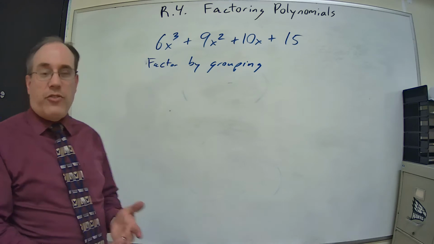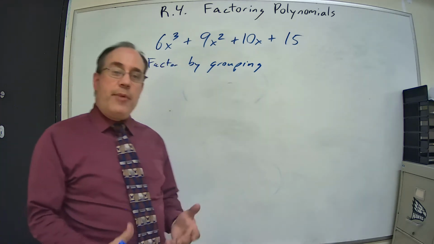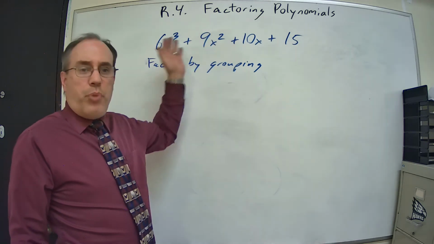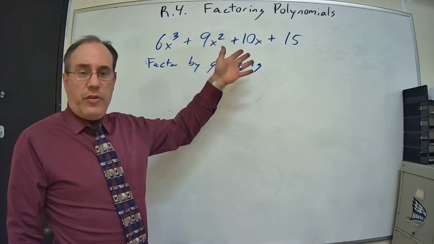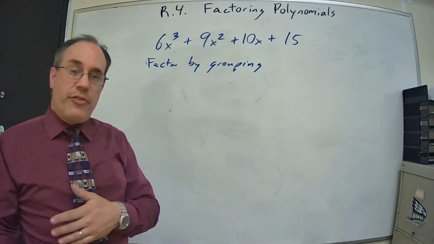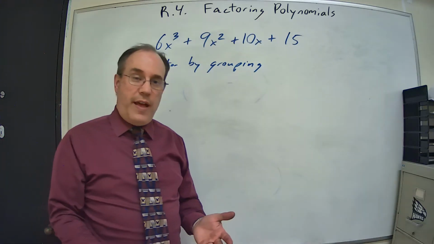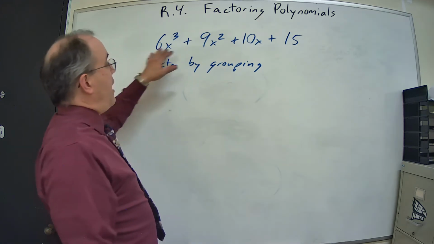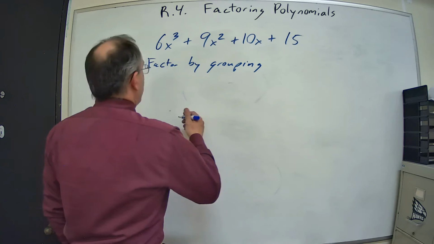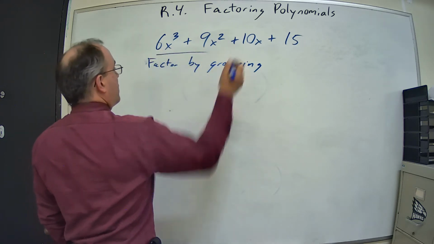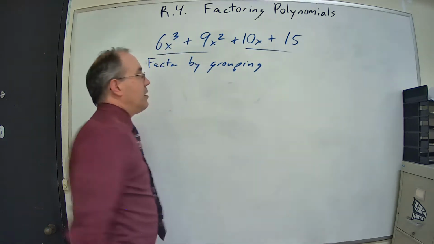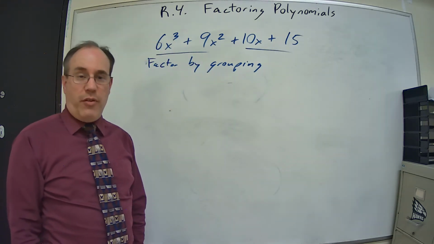What I mean by factor by grouping is, maybe I can take some of the terms and find a common factor, and then take other terms and find a common factor. So I have 4 terms here, so I'm going to split them in half and say, well, what if I look at the first 2 terms by themselves, and then the last 2 terms by themselves?